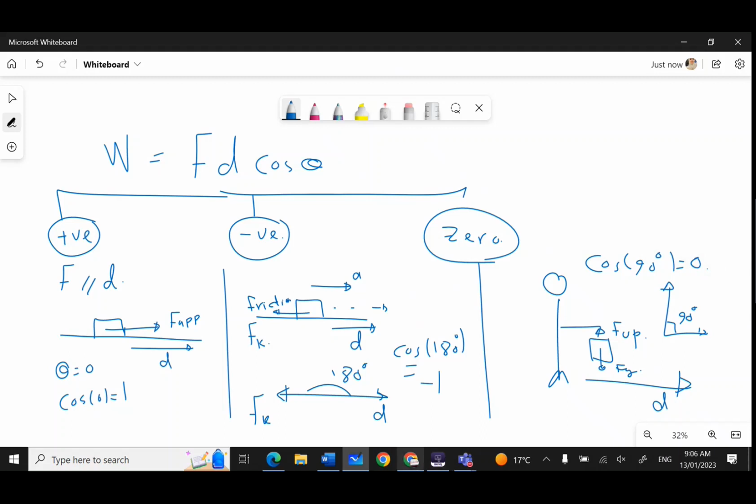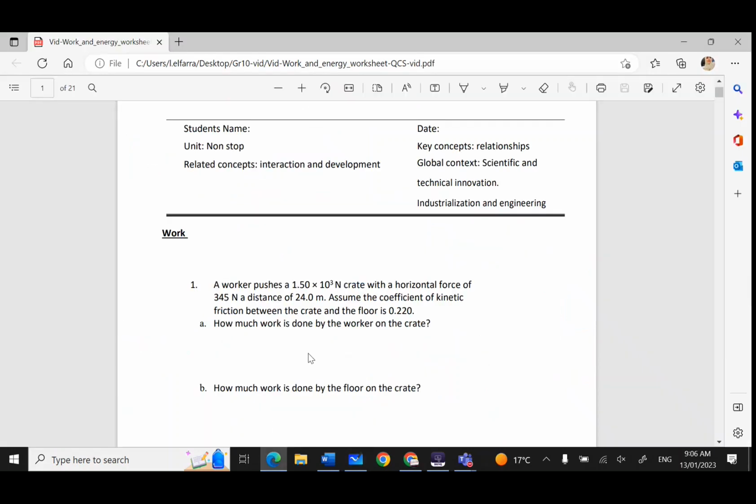Now I'm going to solve one question, one example to illustrate that. We have here a worker. A worker pushes a 1.5 times 10 to the power 3 Newton crate. So here we have a crate and the worker is pushing the crate. Newton is a unit of weight or force. So the weight of the crate, Fg, is 1.5 times 10 to the power 3 Newton, with a horizontal force. So this is the applied force.